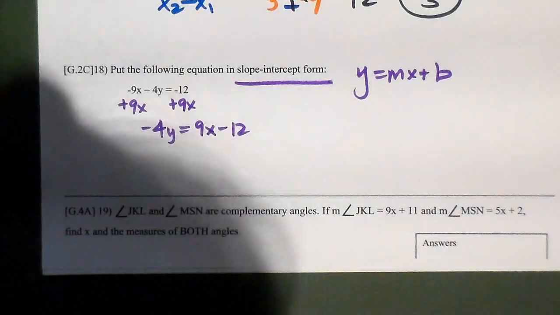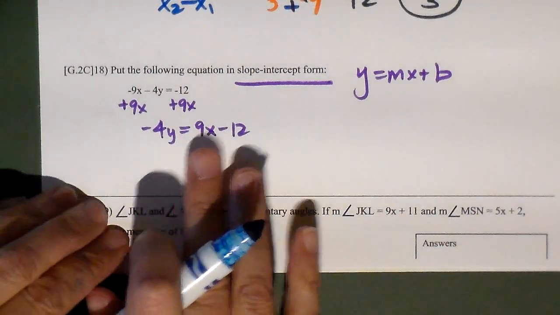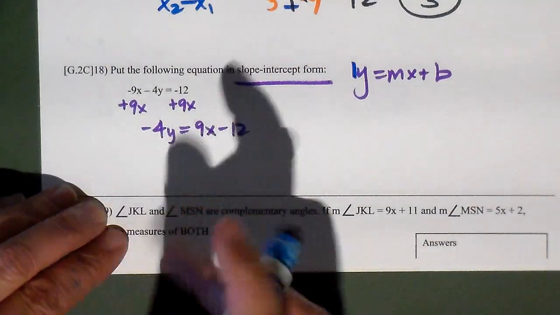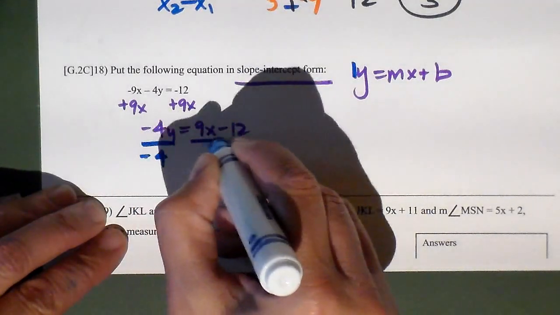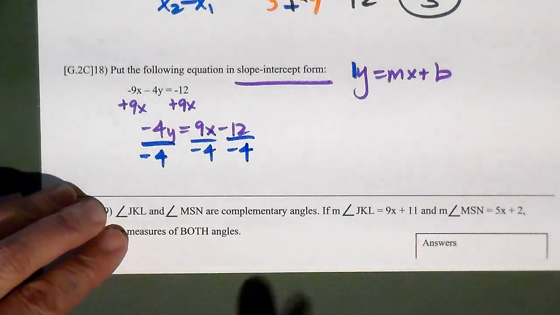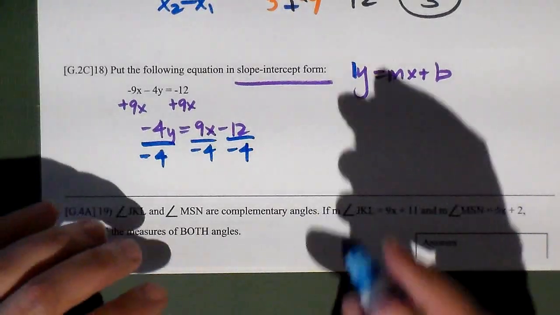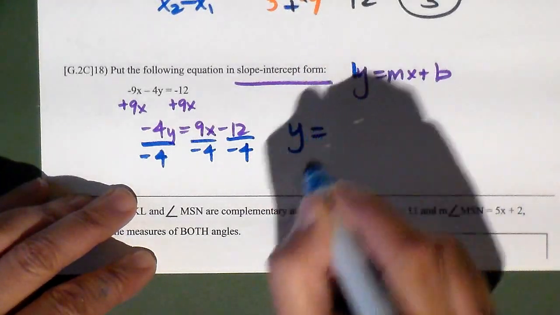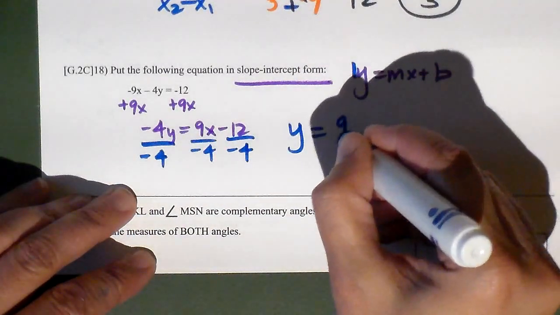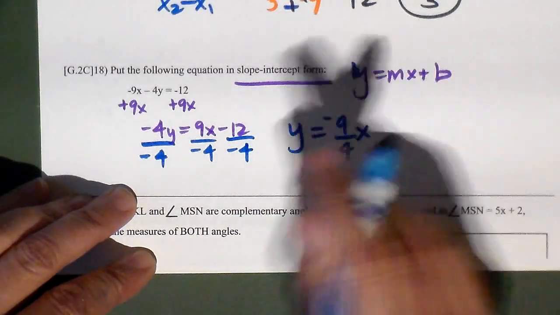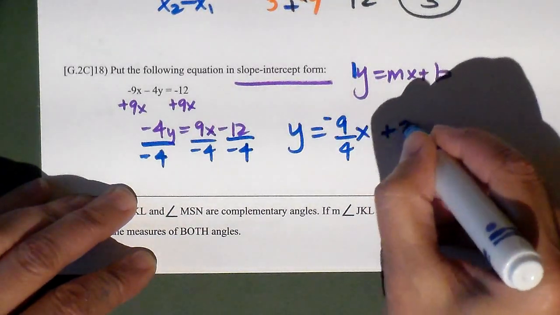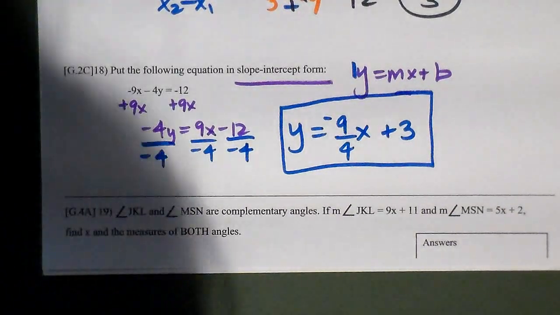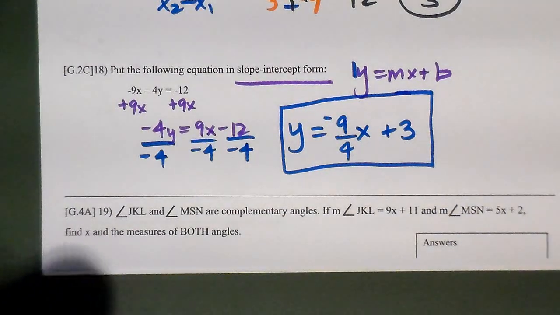Some of you had problems with positives and negatives on this, okay? But I'm not done yet. I want 1y. That y is the same as 1y. How do I get 1? Well, I divide by whatever is there. So I'm going to divide by -4, and I'm going to divide everything in the equation by -4. I have to keep it equitable. So -4 divided by -4 is 1y. 9x over -4 is just -9/4 x. And -12 divided by -4 is +3. So there is your slope-intercept form. So that concludes the linear portion, and I'll film the angles in just a bit.